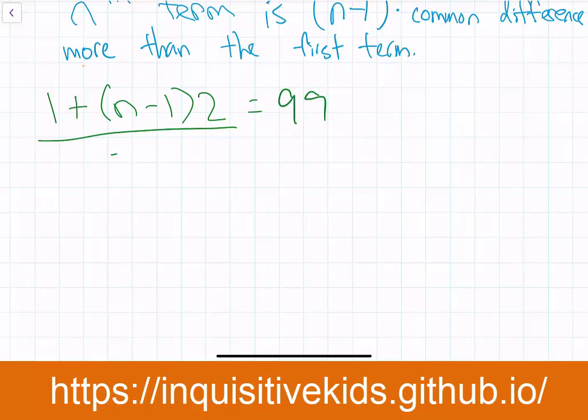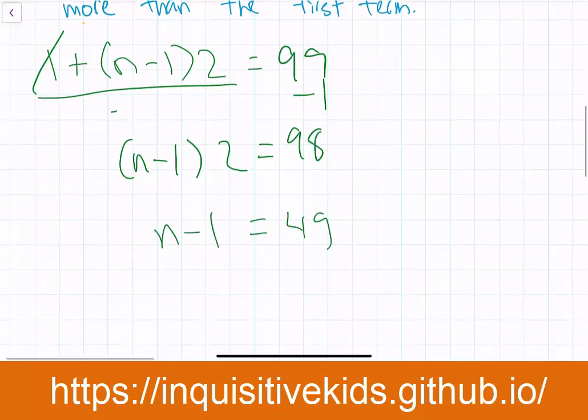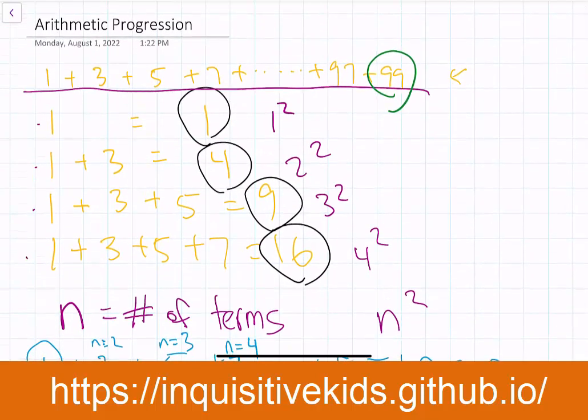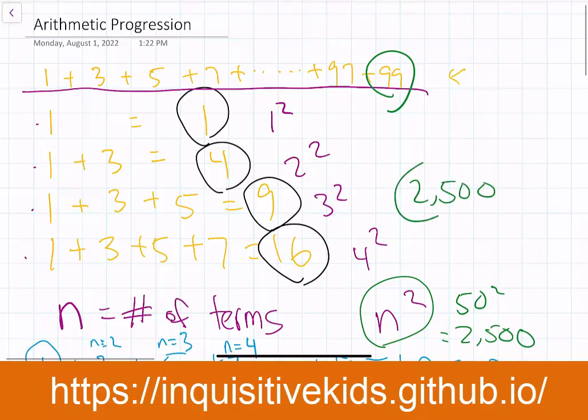We're going to minus 1 from both sides to get 98 equals n minus 1 times 2. We're going to divide by 2 on both sides to get 49 equals n minus 1, and n equals 50. So are we done yet? Is 50 our answer? No, because we still have to apply the first pattern we found, which is n squared. So 50 squared equals 2,500. And that is our answer.